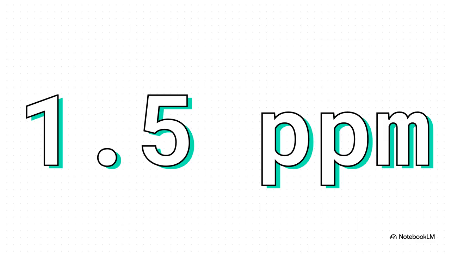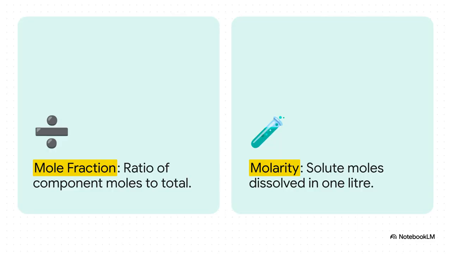Precision is absolutely crucial. So, to track these high-stakes concentrations, chemists rely on specific mathematical languages. The two big ones are mole fraction and molarity. Molarity, represented by a capital M, is super common in the lab. It's just the number of moles of a solute dissolved in exactly 1 liter of solution.